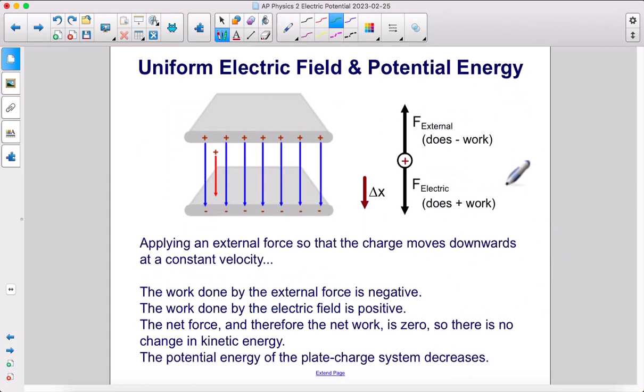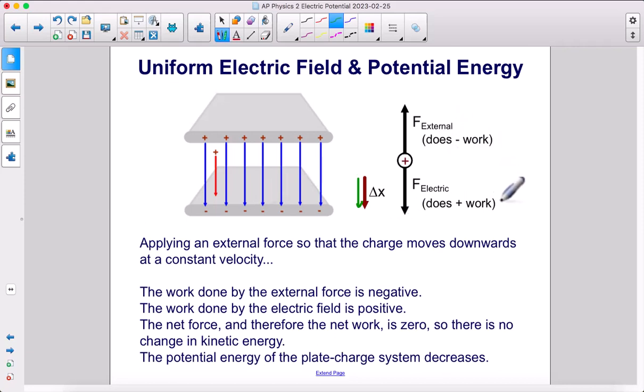In summary, applying an external force so that this positive charge would move downwards at a constant velocity would require that the work done by the external force is negative, since the displacement is down, but this force is up. The work done by the electric field would be positive. The net force, and therefore the net work, is zero, so there would be no change in kinetic energy.